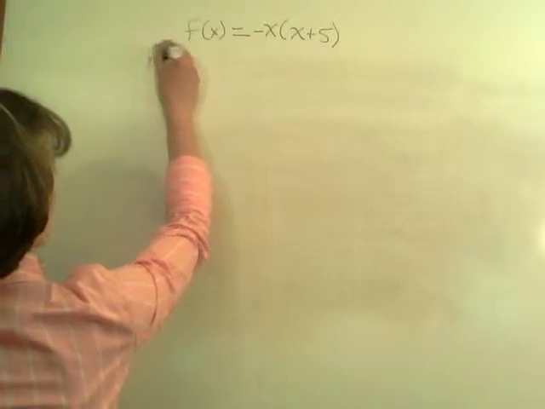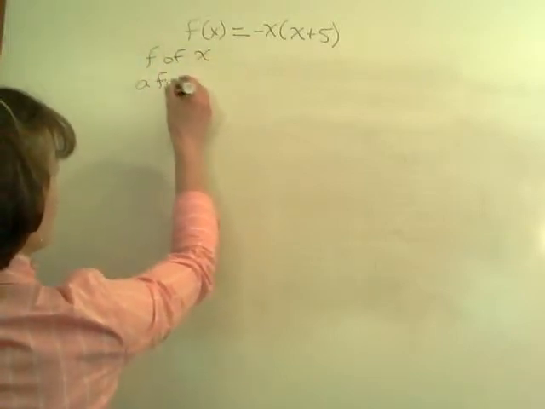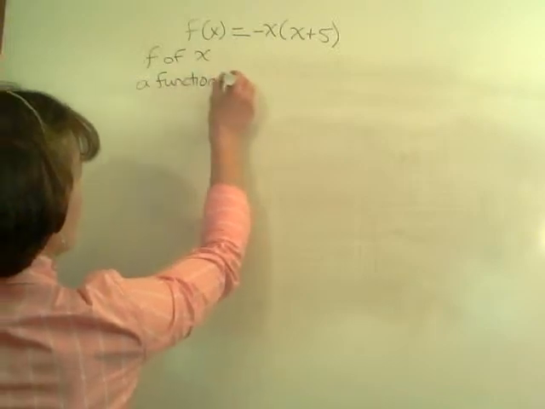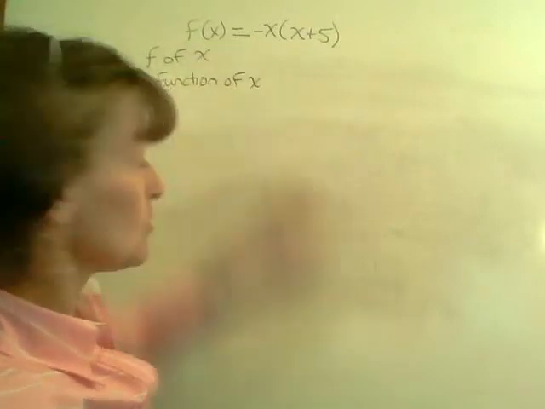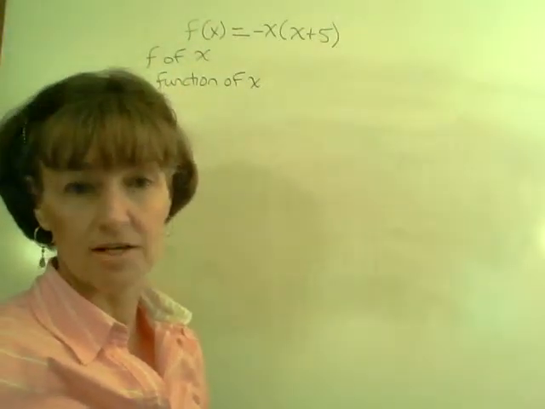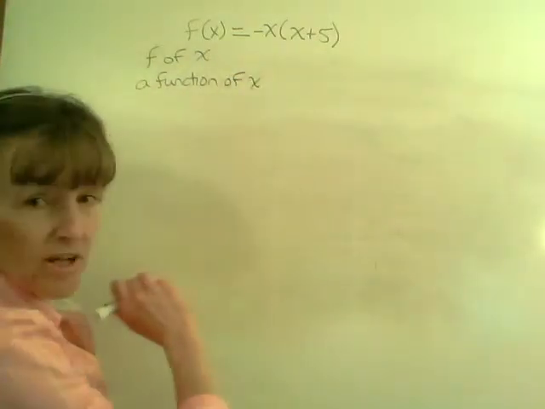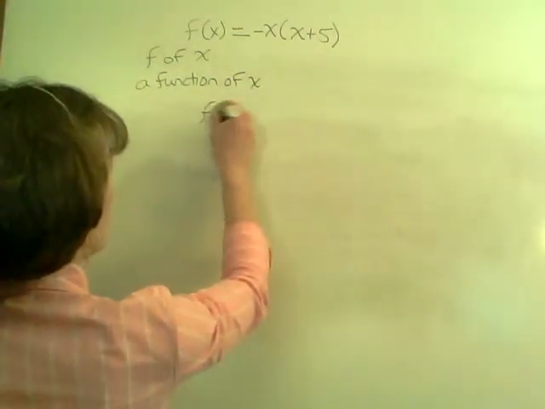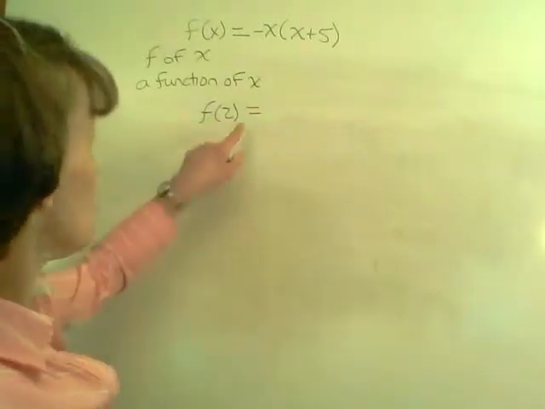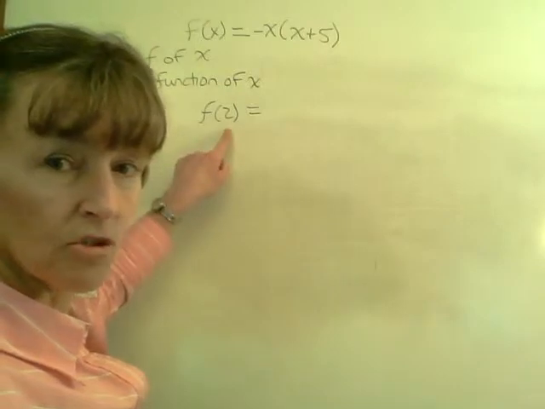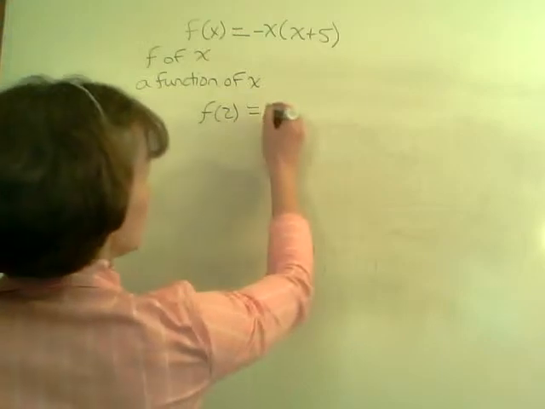You can say f of x, or you can say a function of x. F of x equals, or a function of x equals. This does not mean f times x. All right, so let's suppose, using our equation, that we want to know what f of 2 is. Well, that means that I want to find y when x is 2. So to find y when x is 2, I'm just going to put 2 in for x.